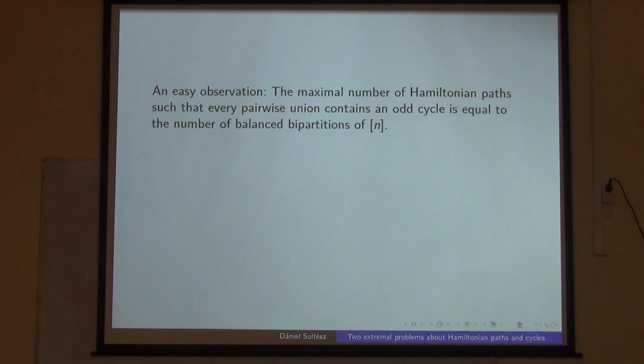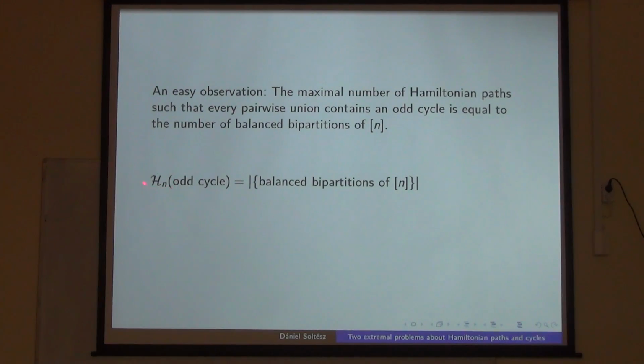And it's also a really easy observation that if for every one of those bipartitions you choose one, there will be... so no union will be bipartite. So this is rather easy. And let me introduce a notation for these three lines.